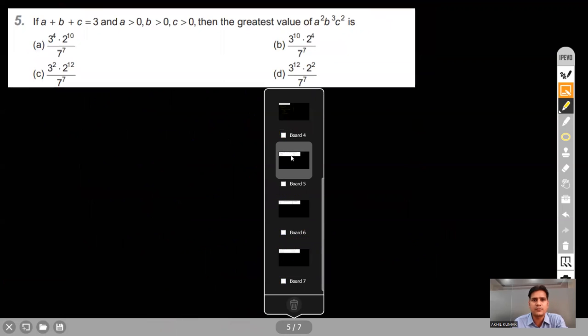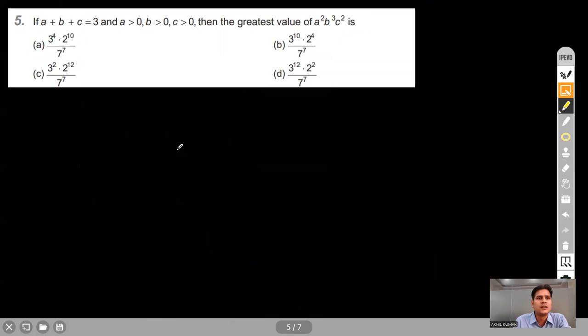Now let's take question number 5. In this question, it is given A plus B plus C is equal to 3, where A is greater than 0, B is greater than 0, and C is greater than 0. Then the greatest value of A square into B cube into C square is. We have to find the greatest value of A square, B cube, C square. And the given information is A plus B plus C is equal to 3. And all the three numbers, this A, B, and C are positive. We have to find the maximum value of this.